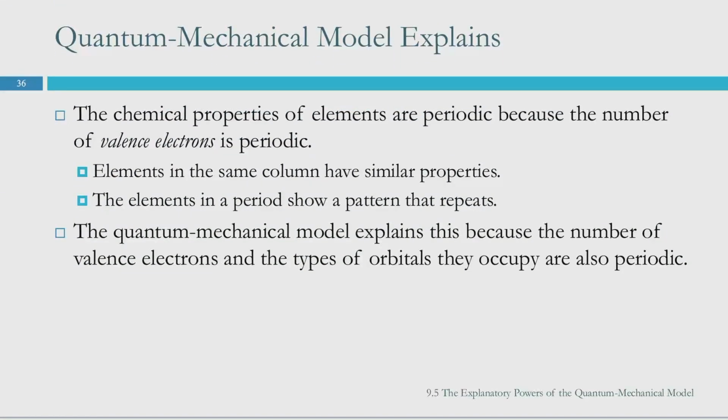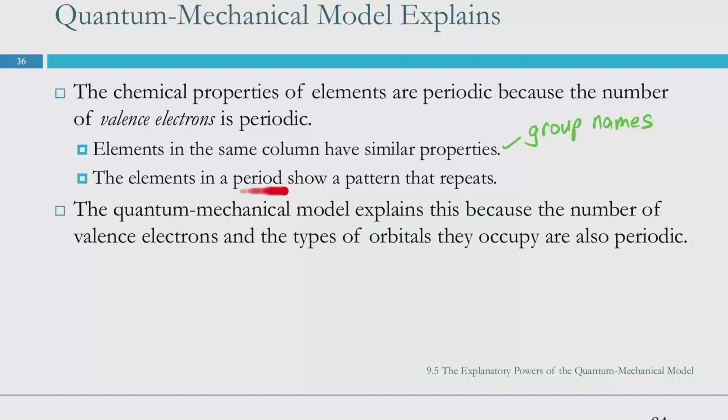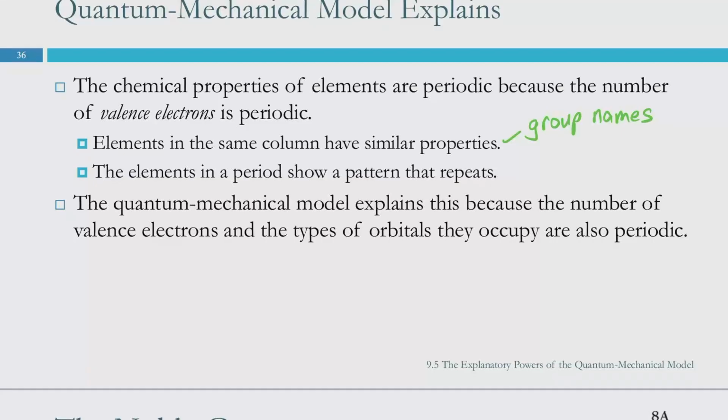Some other stuff that our quantum mechanical model explains. The chemical properties of elements are periodic because the number of valence electrons is periodic. This is a big driving force in the way that our periodic table is constructed. So elements in the same column have similar properties. That's also why they have the same group names. So alkali metals, alkaline earth metals, halogens, noble gases, and so on. The elements in a period show how a pattern repeats. If we're looking at the rows, we see the pattern repeat, especially in our first 2-3 rows.